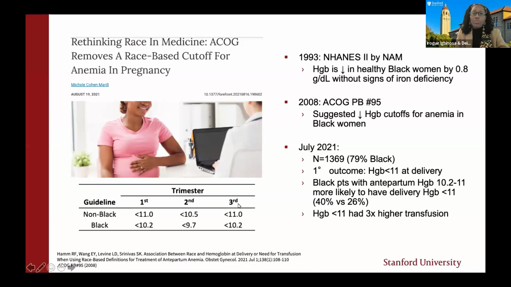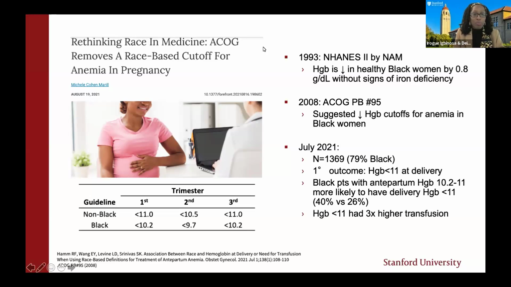Prior to 2020, the guidelines said if one was Black in the first trimester, to get treatment for anemia they would need to be less than 10.2, compared to a non-Black counterpart who would need 11.1. And then you can see, again, in the second trimester, they would need a 9.7 as opposed to one who was non-Black with 10.5. And there have been studies that show this was linked to disparities in who received treatment, and if you imagine somebody showing up with pregnancy with lower hemoglobin, then they're at 3 times higher risk of having a blood transfusion.